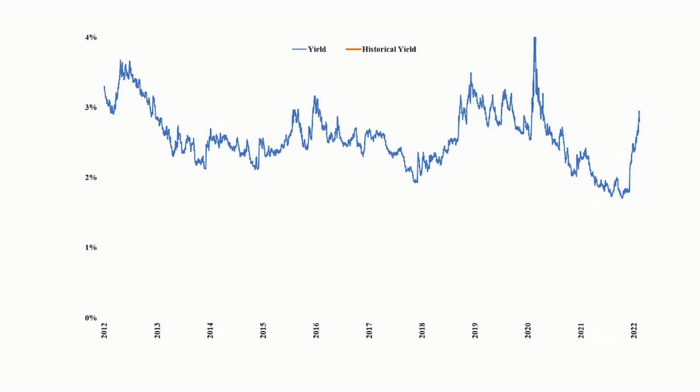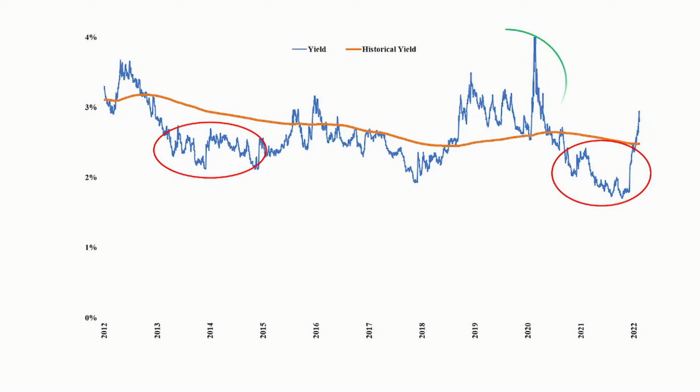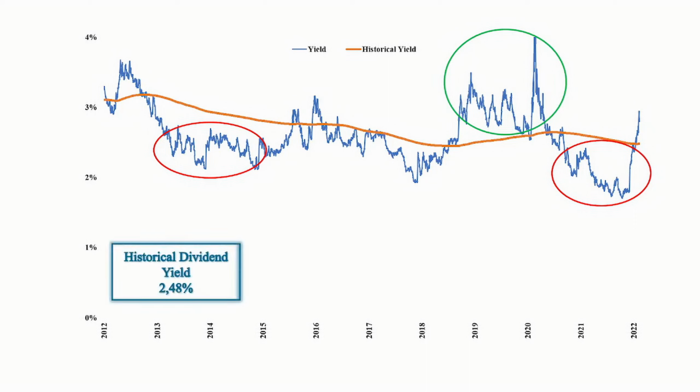To create some sort of signal line, I'll take the 5 year moving average of the dividend yield and plot it in the chart. The simple approach is now that the stock seems overvalued when it's under the moving average and undervalued when it's over it. The average of the last 5 years is 2.48%, and I would like to define this as the historical dividend yield.